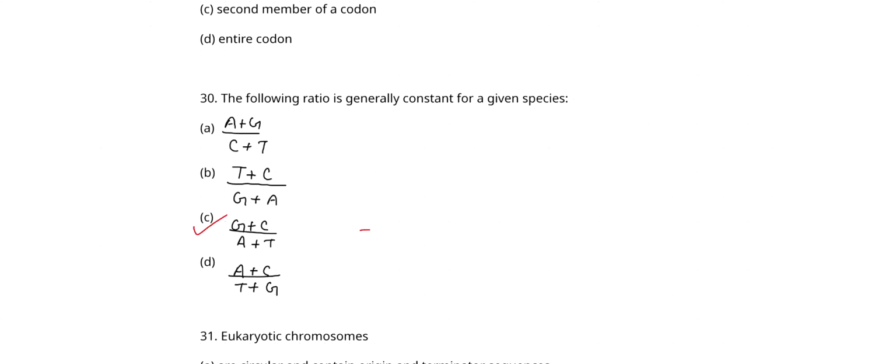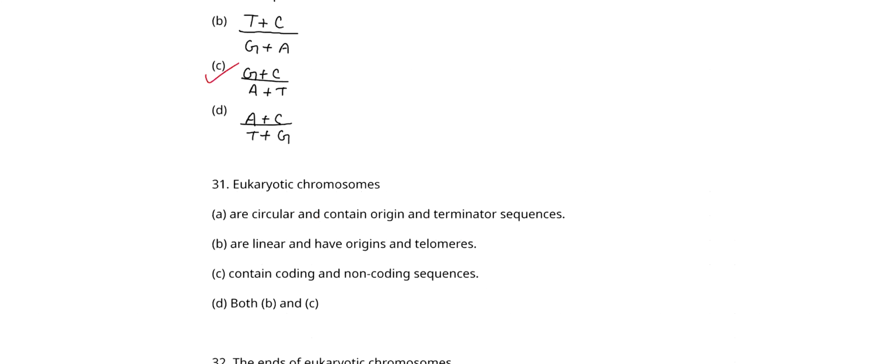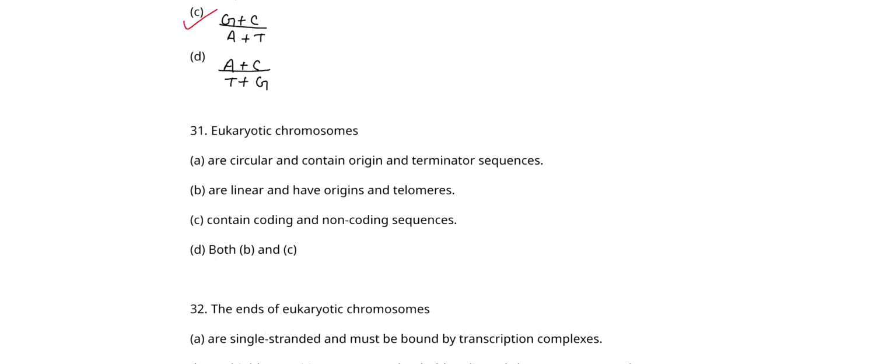Okay. So come to question number 31, that is eukaryotic chromosomes: A, are circular and contain origin and terminator sequence; B, are linear and have origin and telomere; C, contain coding and non-coding sequence; D, both B and C. Our answer will be D, that is both B and C, whereas prokaryotic chromosomes are circular and contain termination sequences. Okay.